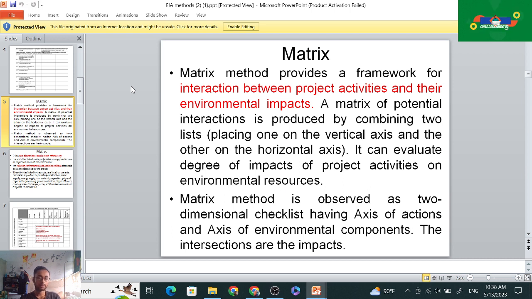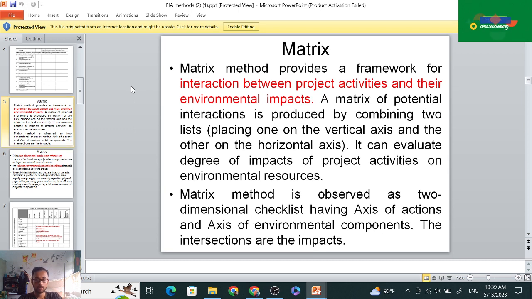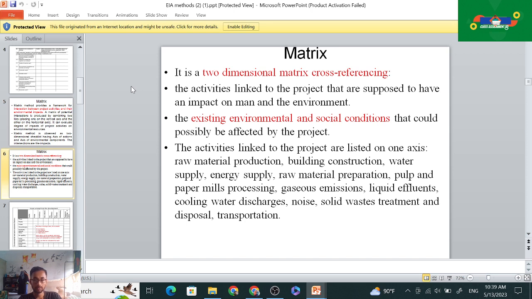Then the matrix method is seen as a two-dimensional checklist having an axis of actions and an axis of environmental components, and the interactions are the impacts. It is a two-dimensional matrix cross-referencing the activities linked to the project that are proposed to have an impact on man and environment, with existing environmental and social conditions that could possibly be affected by the project.